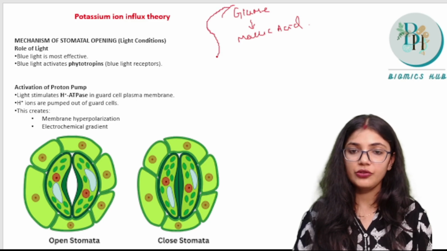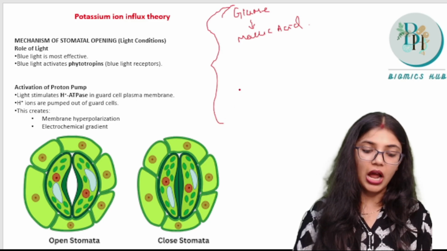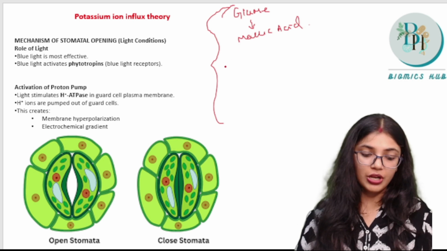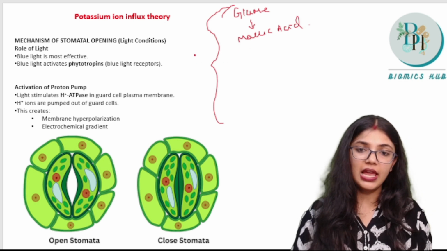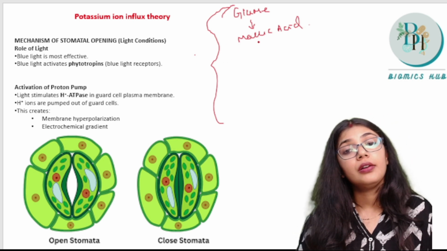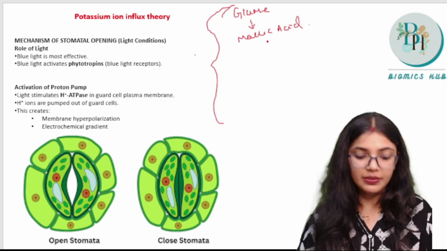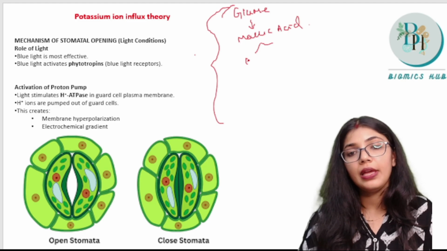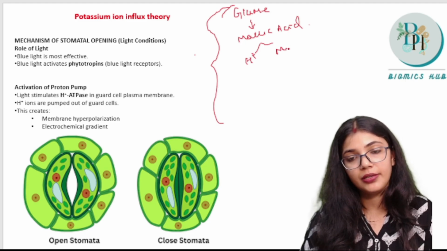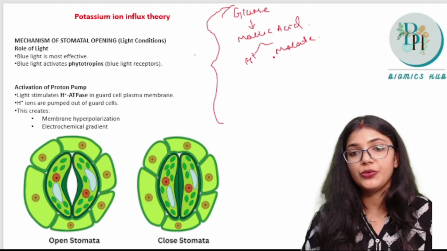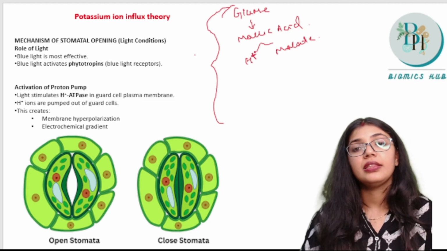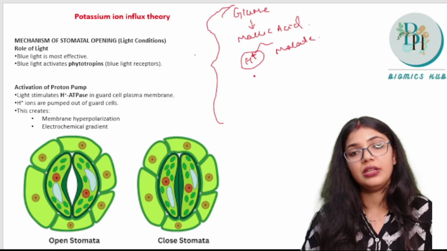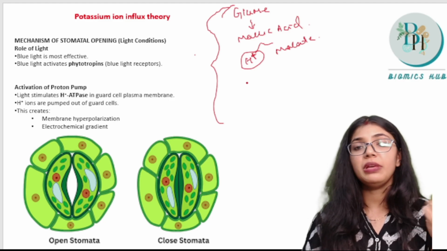All the things we are discussing now are in the guard cell. In the guard cell there are some channels. First we will discuss malic acid. This malic acid will be dissociated into H plus and malate. Due to this high H plus inside, the pH will be low.